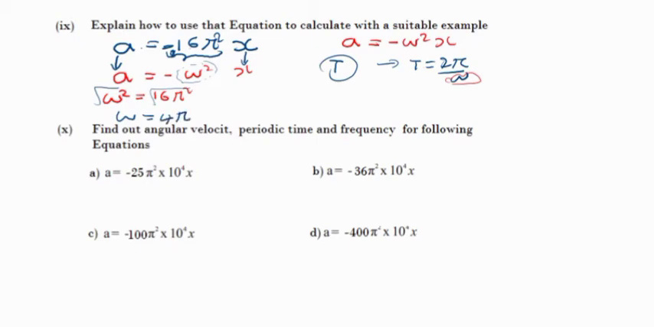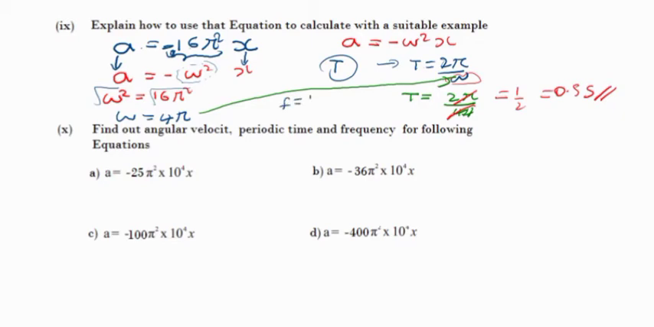Now let me apply this particular result to here and get the periodic time. It's really simple. 2 pi over 4 pi. My answer is going to be what? Half, or another way, 0.5 seconds. Now I can use this knowledge to obtain the frequency. You know frequency is equals to 1 over capital T. So it is nothing other than 1 over 0.5. That is what? 2 hertz. This is how you use it.